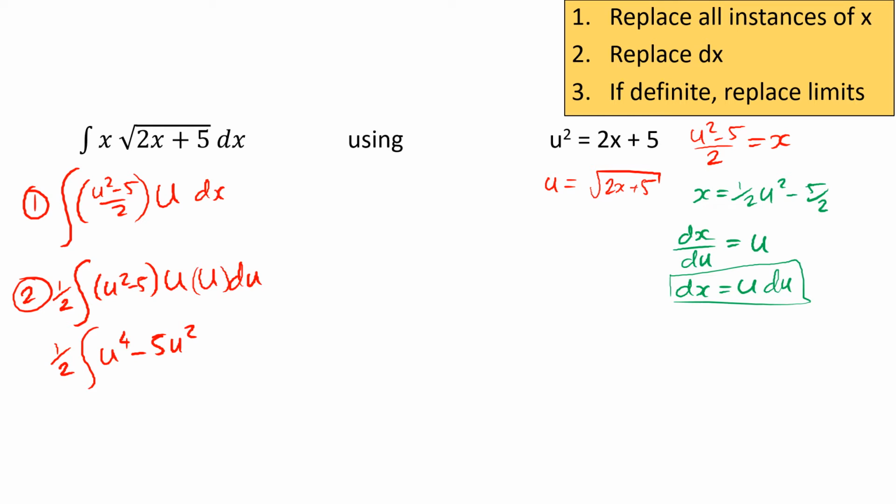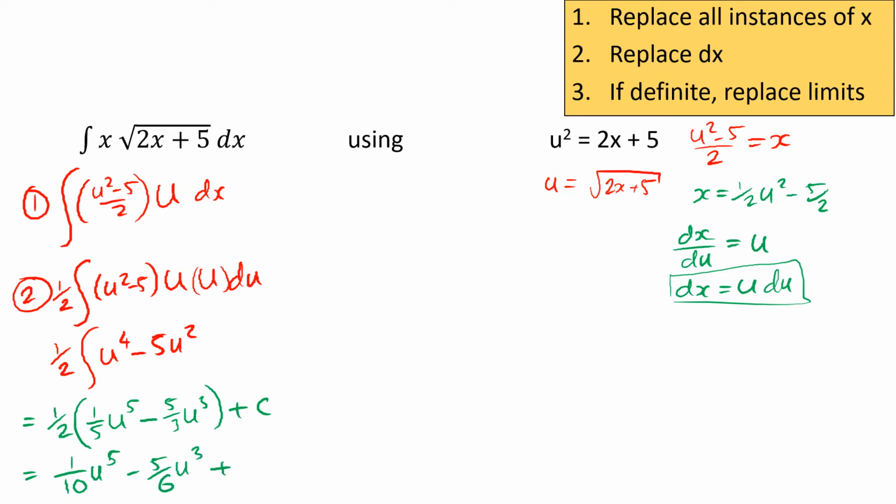So if we actually integrate that, let's switch over to green now we're integrating. It's going to be half of a fifth u to the 5 minus 5/3 u cubed. And we'll have a plus c on here somewhere. We could then multiply it out. We'll end up with a tenth u to the 5 minus 5/6 u cubed plus c.